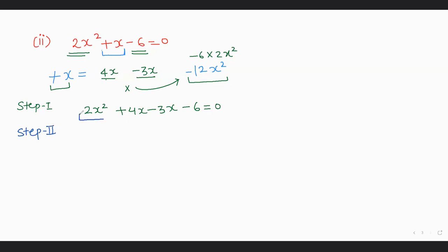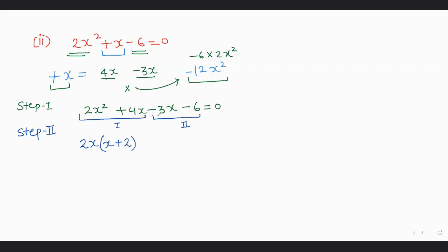Now our step number 2 is to take the common factor. We have the first part and the second part. Now students, if you take the common factor of 2x square and 4x, what is the common factor between both? You can say the common factor is 2x. So if you take it out, what will be the remaining part? In the first one it is x and in the second one it is 2.